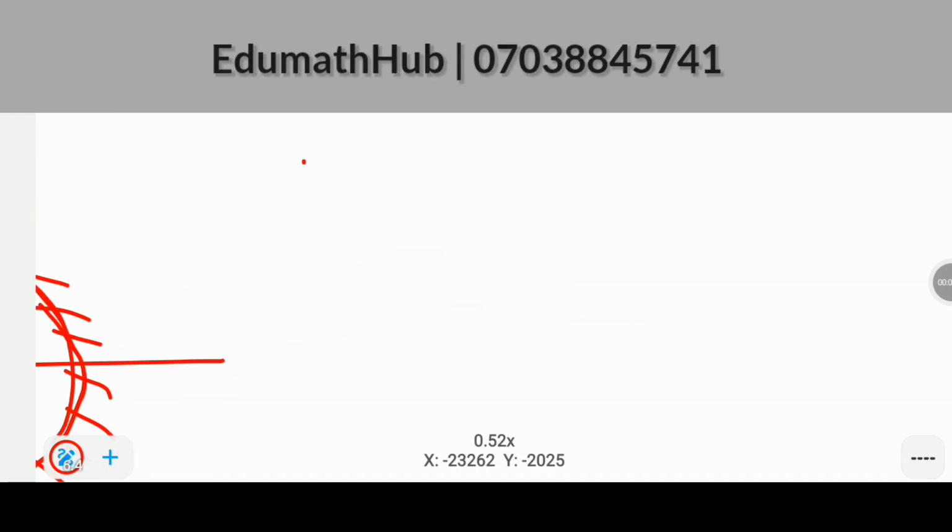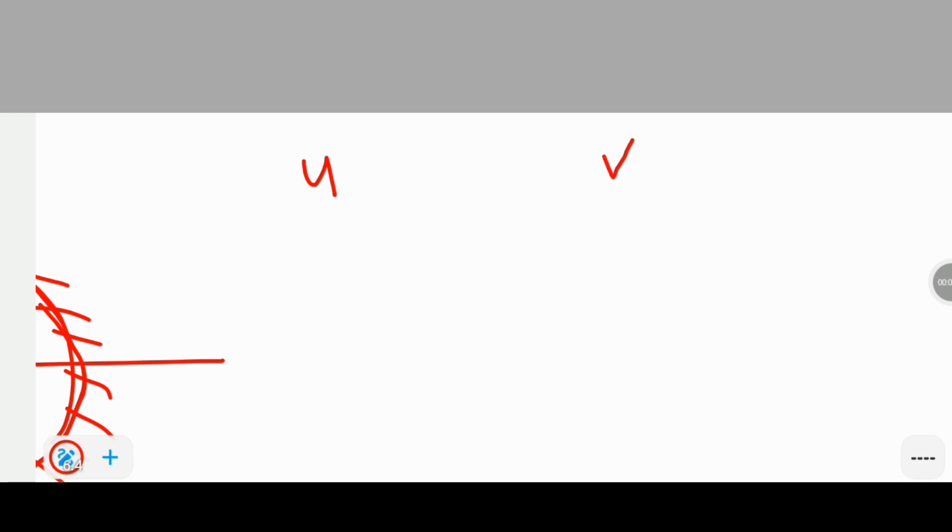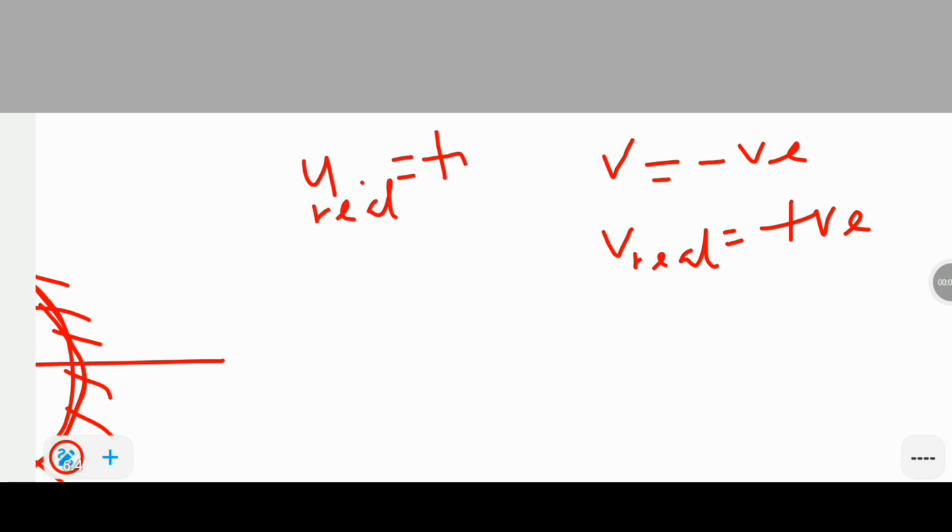So U is the object distance, V is the image distance. If the image is virtual, the value for V will be negative. Okay, if the image is real, for a real image, the value for V will be positive. Then for the object, if the object is a real object, it will be a positive value. If it's a virtual object, then the value will be negative. So if you keep all this in mind, you don't have any problem.